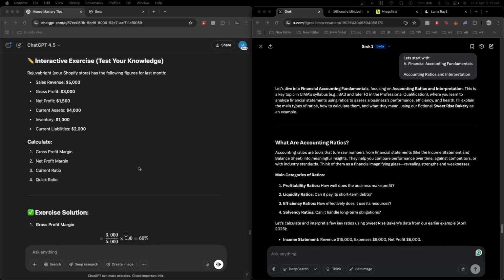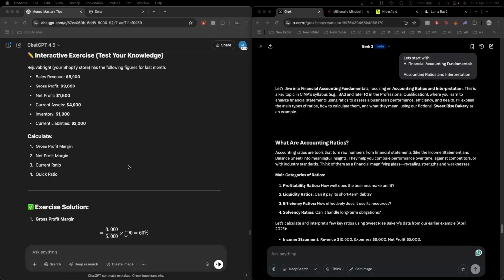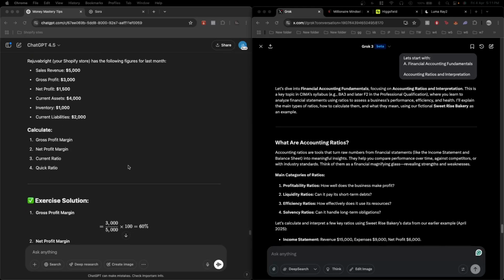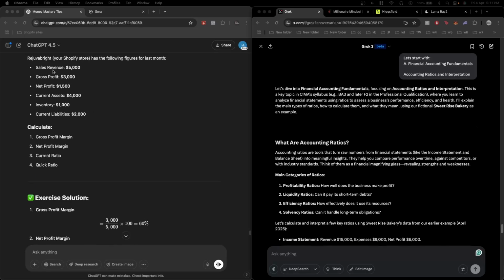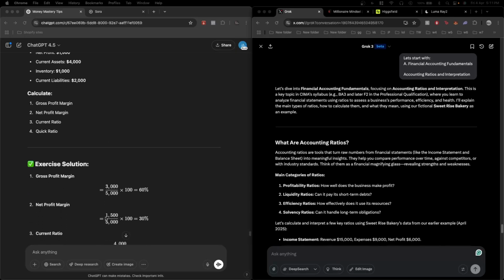So let's say the gross profit margin, right? What is your gross profit margin? It is your gross profit divided by your sales revenue times 100. So in this case, it's 3,000 divided by 5,000 times 100, which is equal to 60%. What is your net profit margin? Your net profit margin is your net profit divided by your sales revenue times 100. So in this case, it is 30%.